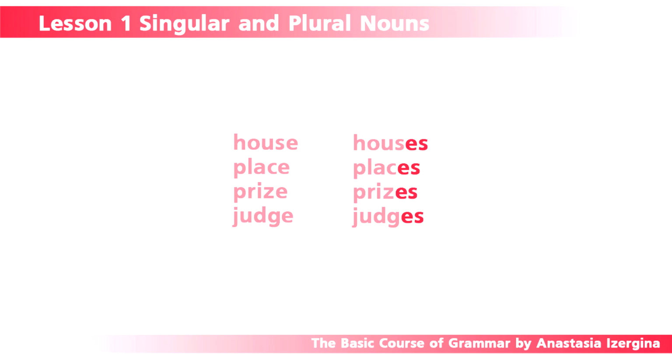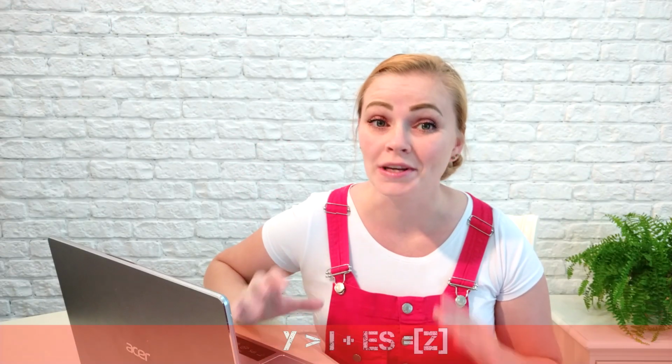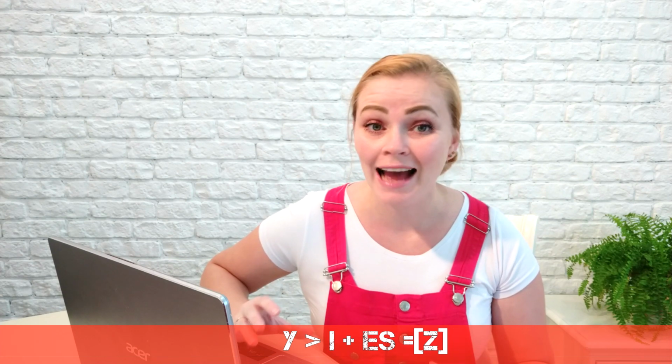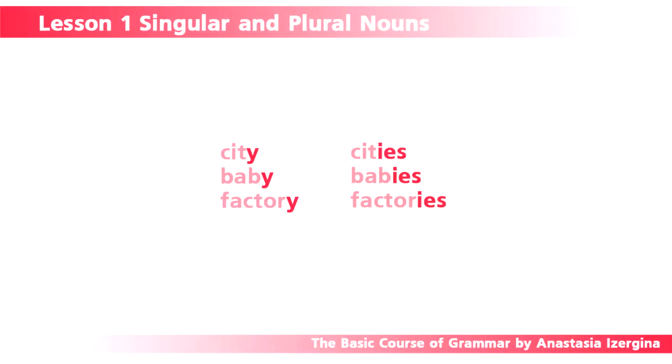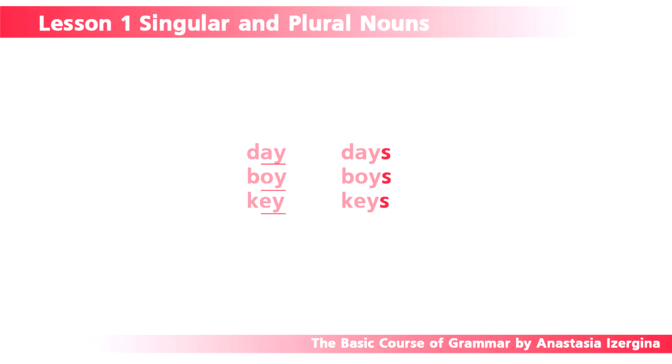Judge, judges. If singular noun ends with y with the previous letter as a consonant, we should add es ending and change y with i. City, cities. Baby, babies. Factory, factories. If there is a vowel before y, the rule will be the same as a standard one for nouns ending with vowel. Day, days. Boy, boys.